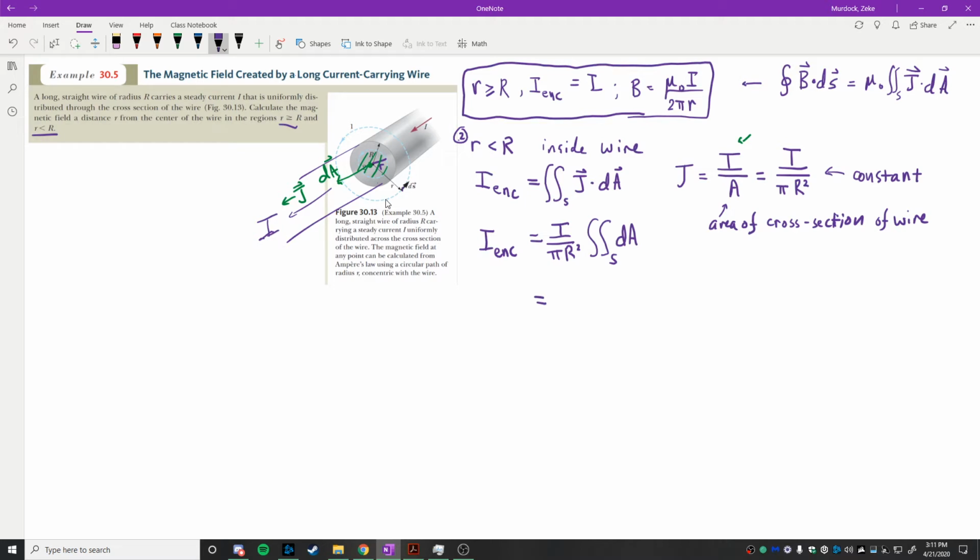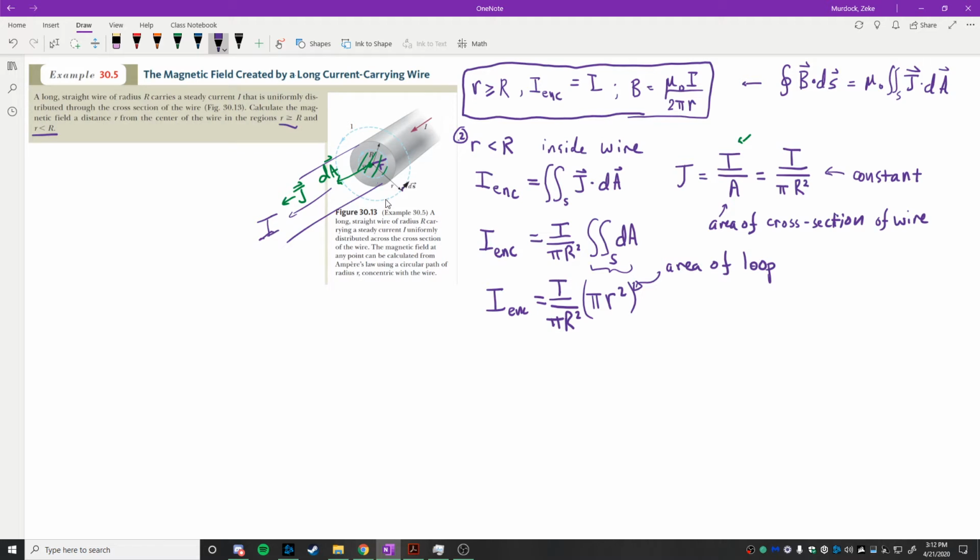And in this case, what this is going to be is the area of the smaller circle. That's going to be the area of the path. This right here is going to represent the area of the path itself. So the area of the loop is just going to be pi times little r squared. So that part is the area of the loop. And that's all equal to I enclosed.